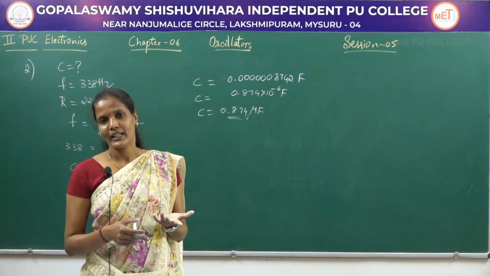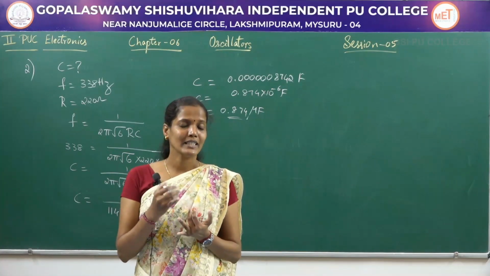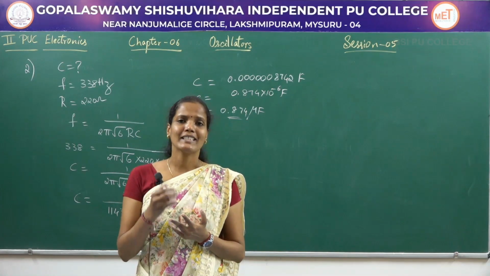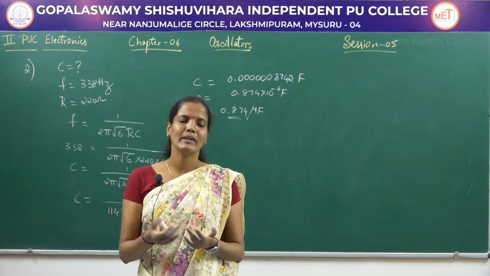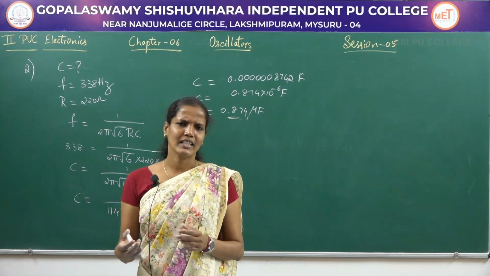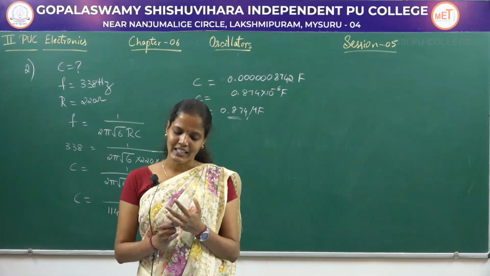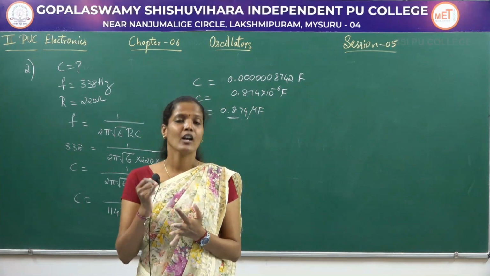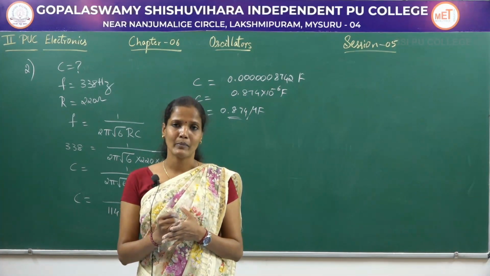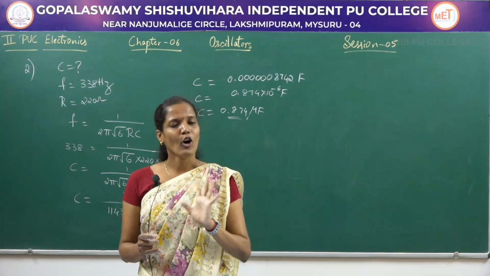Resistance and frequency will always be in 10 to the power of positive values. Capacitance and inductance will always be in 10 to the power of negative values. Keep them in the standard forms, that is 10 to the power of minus 3, 10 to the power of minus 6, 10 to the power of minus 9, or 10 to the power of minus 12, that is milli, micro, nano or pico.